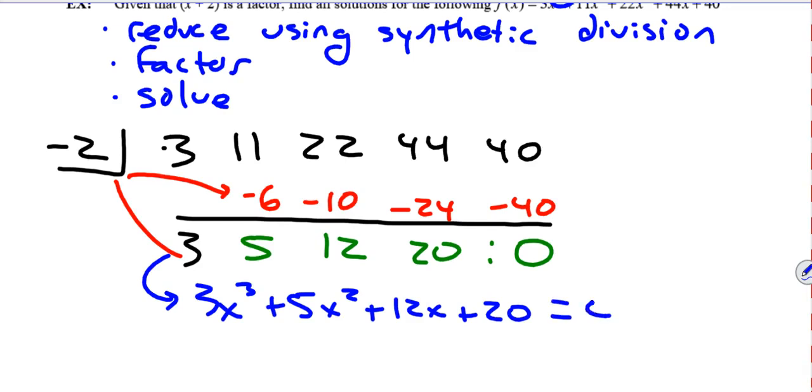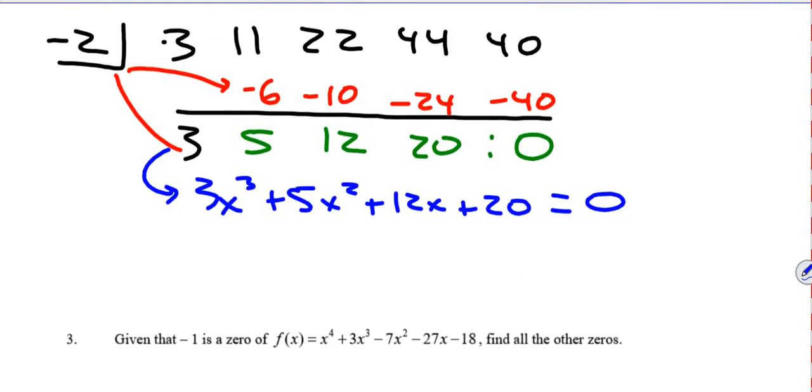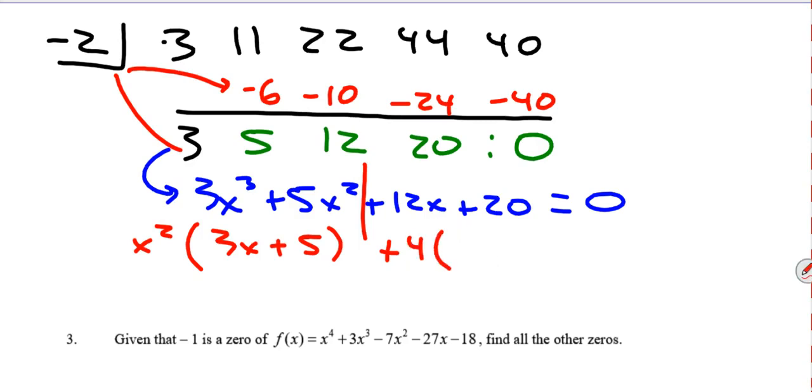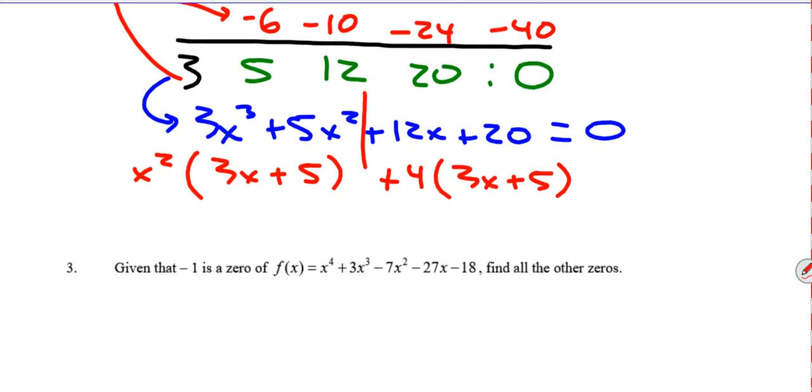So set this equal to 0, now I'm going to factor. Okay, we learned how to do this by grouping last class, so we're going to go ahead and group this. Factor out greatest common factors, x squared. What's left is 3x plus 5. And then over here, I'm factoring out a 3. Dividing out by 3, dividing out by 4. Take out a 4. I get 3x plus 5, which is what we should get. So my factors are x squared plus 4 and 3x plus 5.